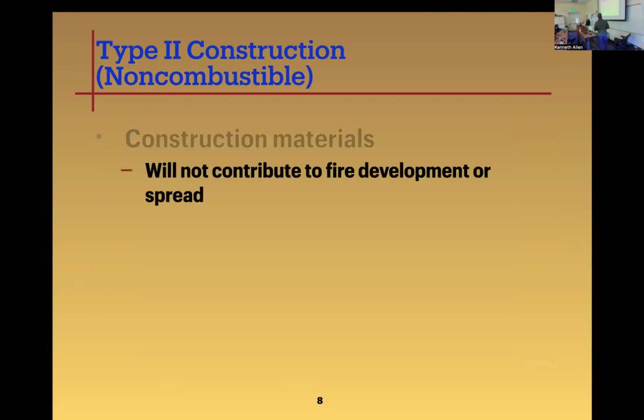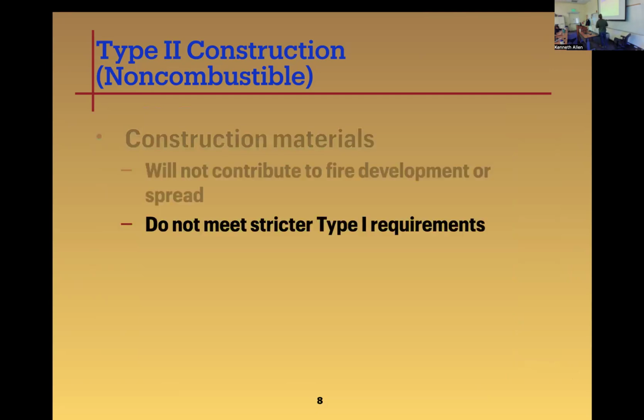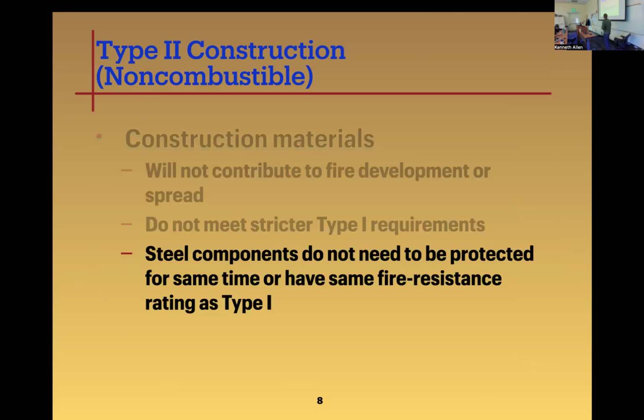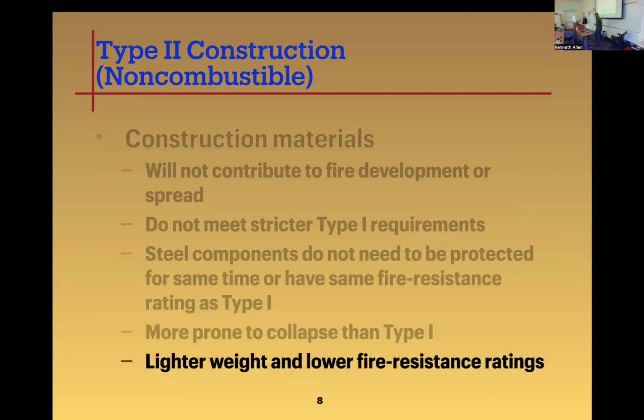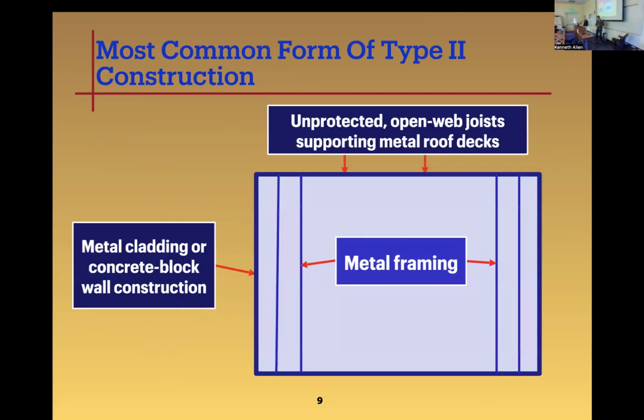So the construction materials don't burn, but they don't meet the same standards. They can melt. Steel composites need to be protected for the same time, or have some fire resistant rating as type 1s do. And so on a building or parking structure, you'll see a kind of fuzzy particulate that they spray on the I-beams or the steel beams, the girders. A little bit smaller, lightweight, and lower fire resistant ratings.